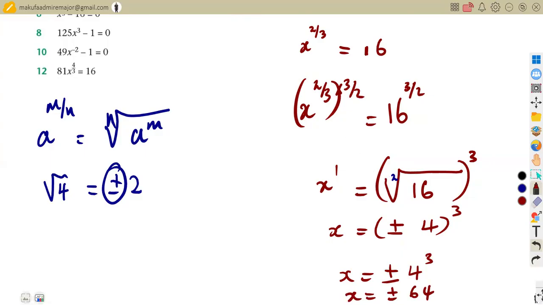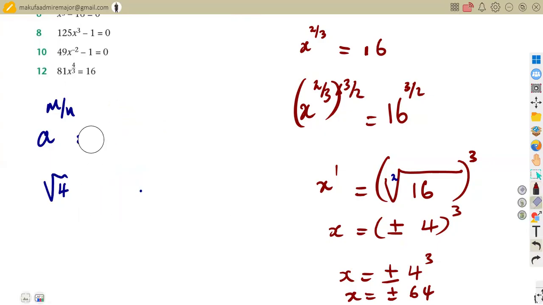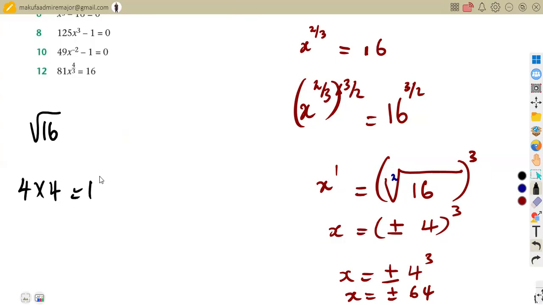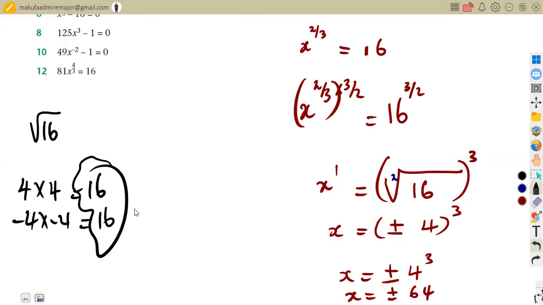So take note, whenever you are working with a square root, you are supposed to have the plus or minus. What does it mean? The square root of 16, we are saying it's plus or minus 4. 4 times 4, we obtain 16. Minus 4 times minus 4, we obtain 16. So that means it's true.